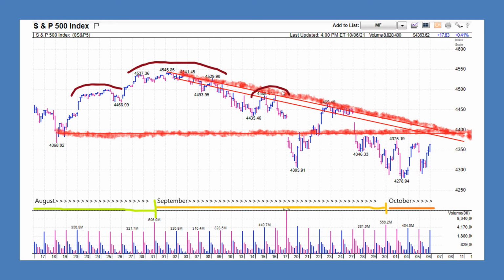And you can see that the general short-term trend has been down. Again, these red lines are lines I've drawn of support, of resistance, hard to get through. This goes back to August. This was the low in August.